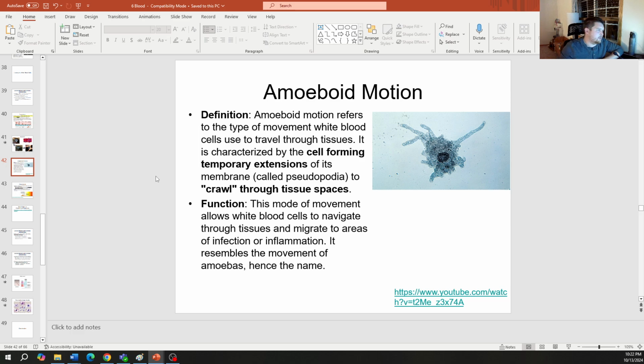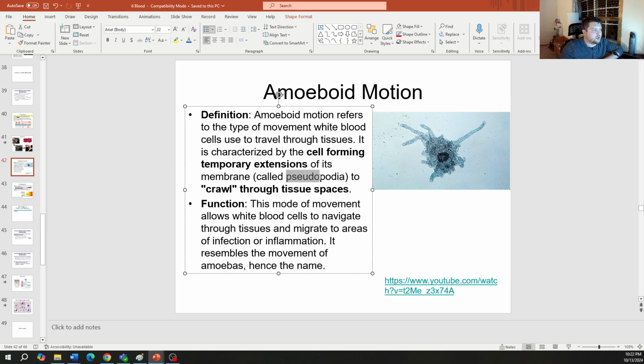Amoeboid motion refers to the type of movement the white blood cells do to move through tissues. The way that amoeboid motion works is that they create these little extensions. These are called pseudopodia, or fake feet. Podia, podiatry, pod means foot. Pseudo is fake or synthetic. So a fake foot in order to crawl through tissue spaces. They kind of shoot out a fake foot and it almost pulls them along.